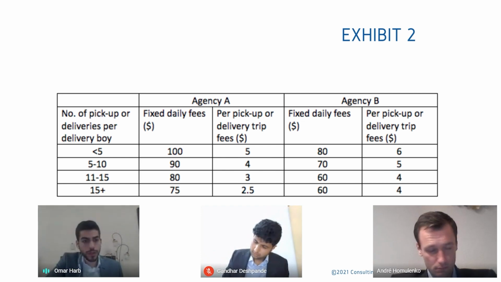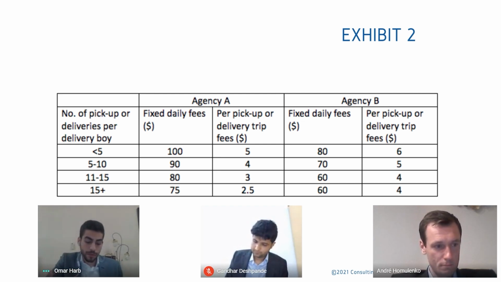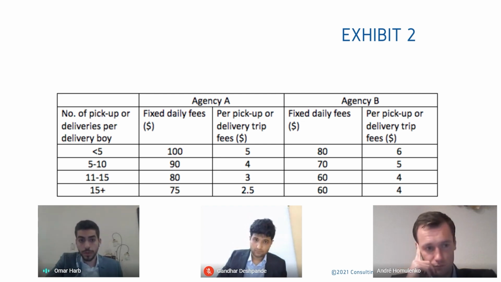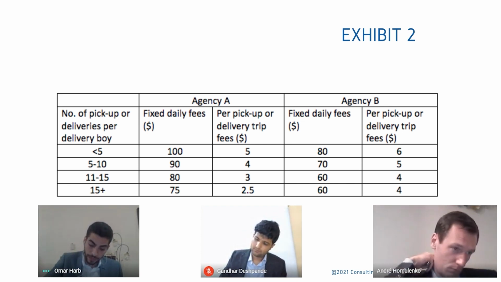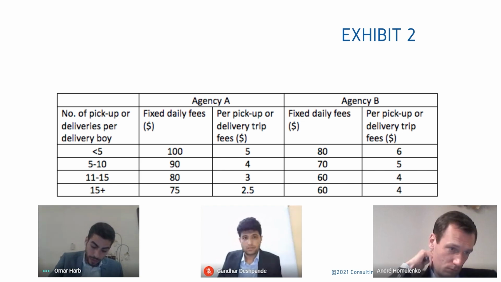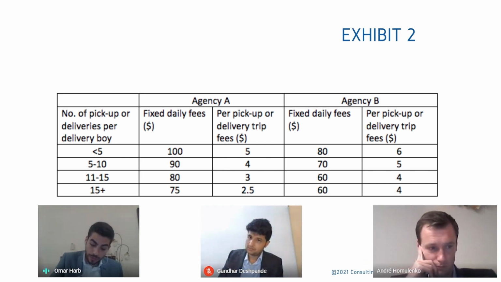Yeah, should I go for it? Go for it. Yeah, I think there's no need to calculate that for 5 days, for the weekdays and the weekends. So per 1 weekday for agency A, we've got 90 plus 4 times 8, which is equal to 122, while comparing that to agency B, it's 70 plus 5 times 8, which is equal to 110. Right? So agency A would be greater.